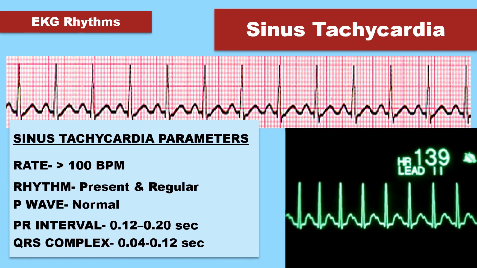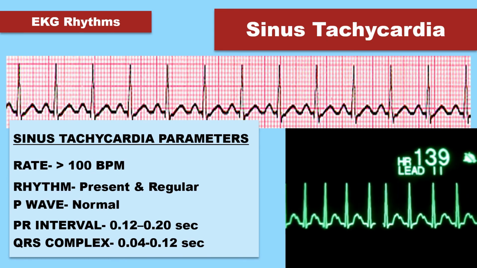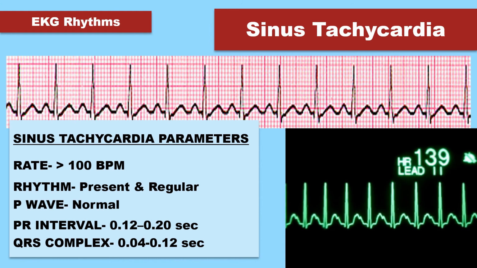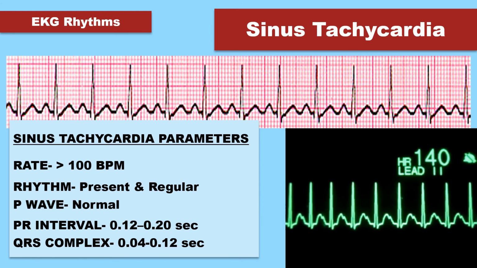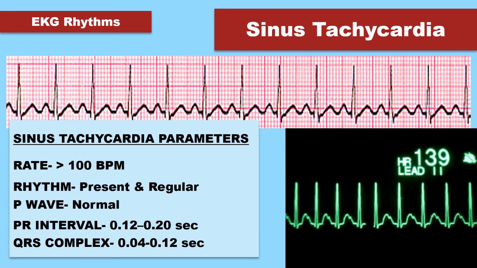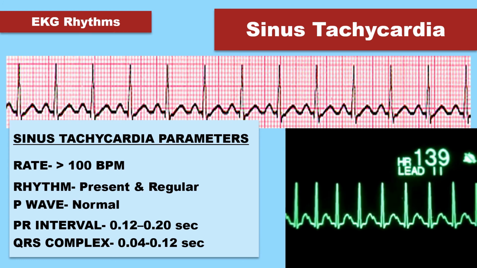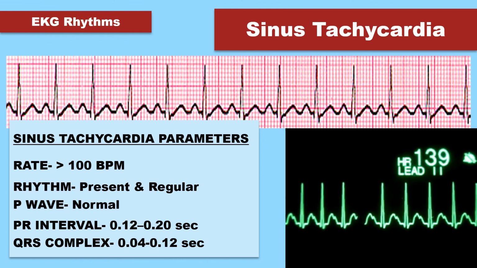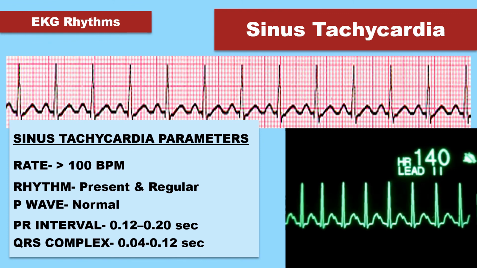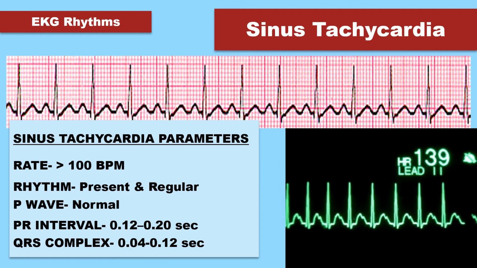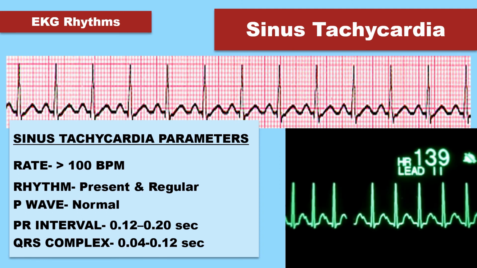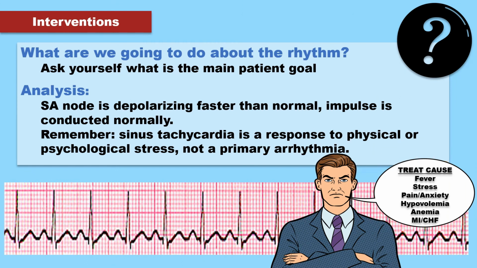Remember, this rhythm is another deviation from the normal sinus rhythm. So what are our normal parameters for sinus tachycardia? Our rate is greater than 100 beats per minute. The rhythm regularity is regular. P waves are normal. The PR interval is between 0.12 and 0.20 seconds, and our QRS duration is between 0.04 and 0.12 seconds. With sinus tachycardia, the sinus node is firing more rapidly than usual.